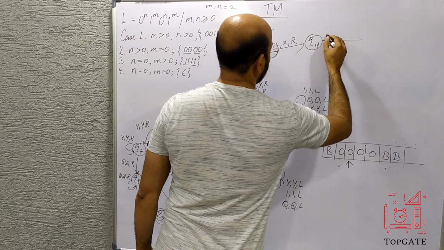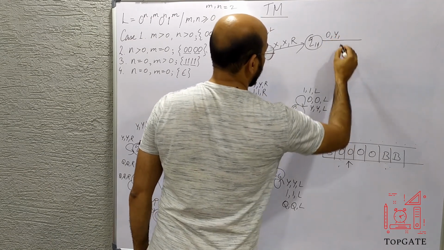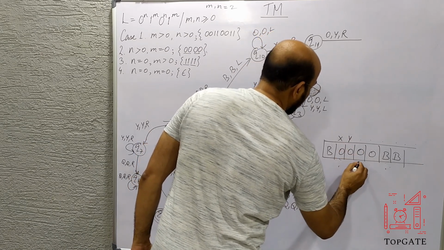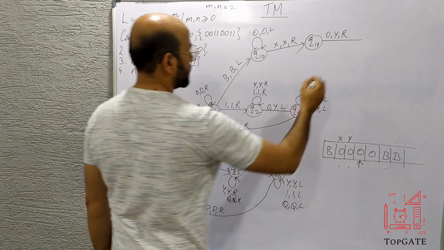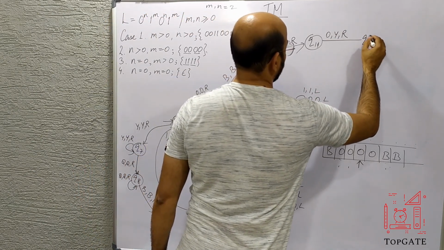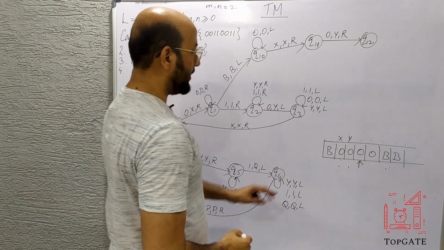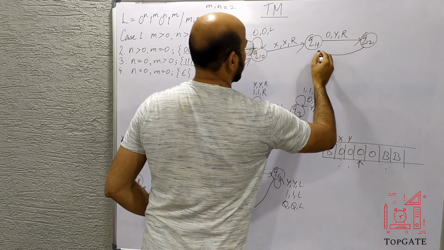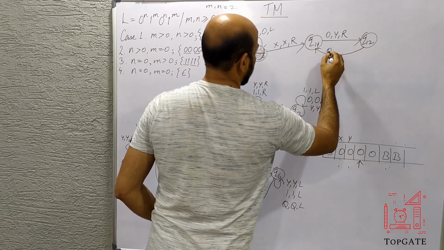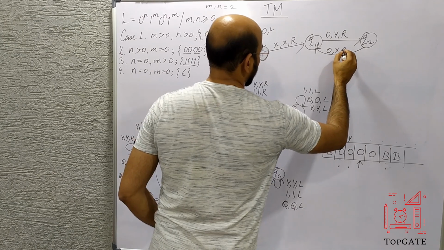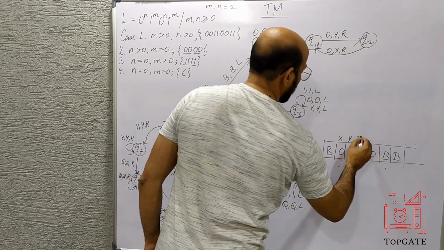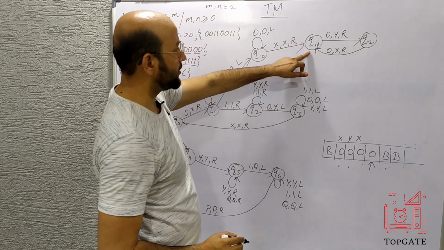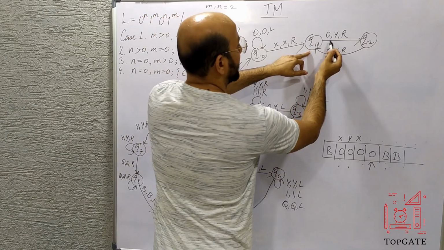So I'll take a move. If you find 0, change it to Y and go to the right side. So this 0 will be changed to Y and the pointer will point on to the next 0 and the machine is at Q12 this time. Now again this 0 has to be changed to X. So if you find a 0 now, change it to X and go to the right. So this 0 will be changed to X and the pointer will point on to the 0 and the machine is at Q11. At Q11 it again says if you find 0, change it to Y.